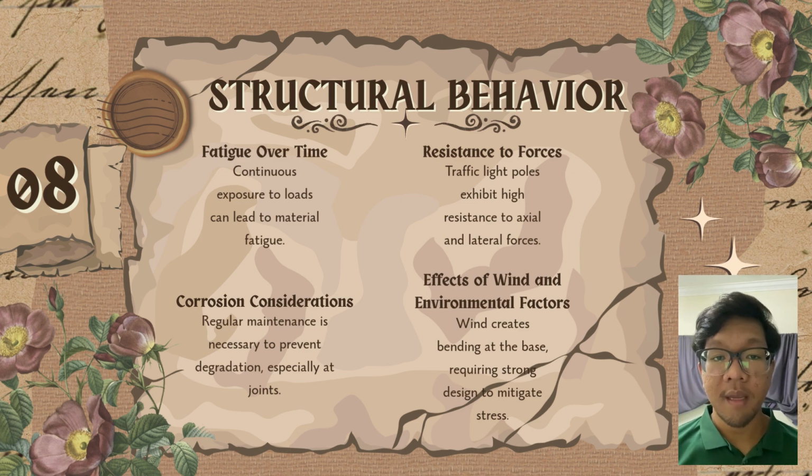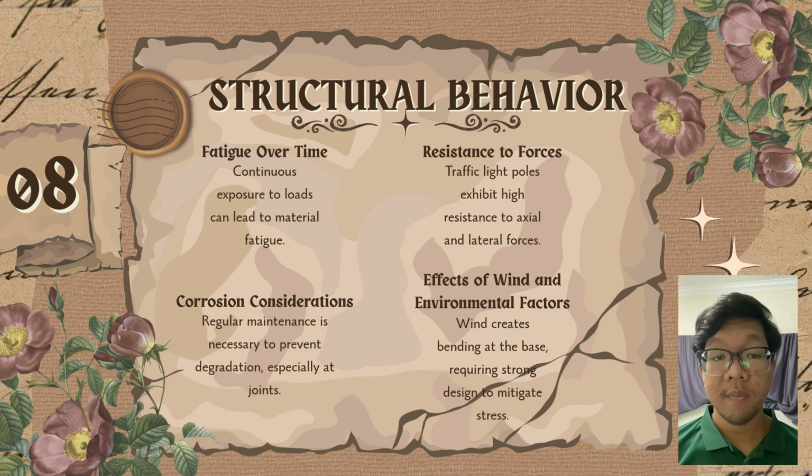Now, let's discuss the structural behavior of the traffic light pole. First, fatigue over time is a significant concern. Continuous exposure to various loads, especially from wind and traffic vibrations, can weaken the material over time. Second, traffic light poles demonstrate high resistance to force, particularly axial and lateral loads, which are critical for maintaining stability.